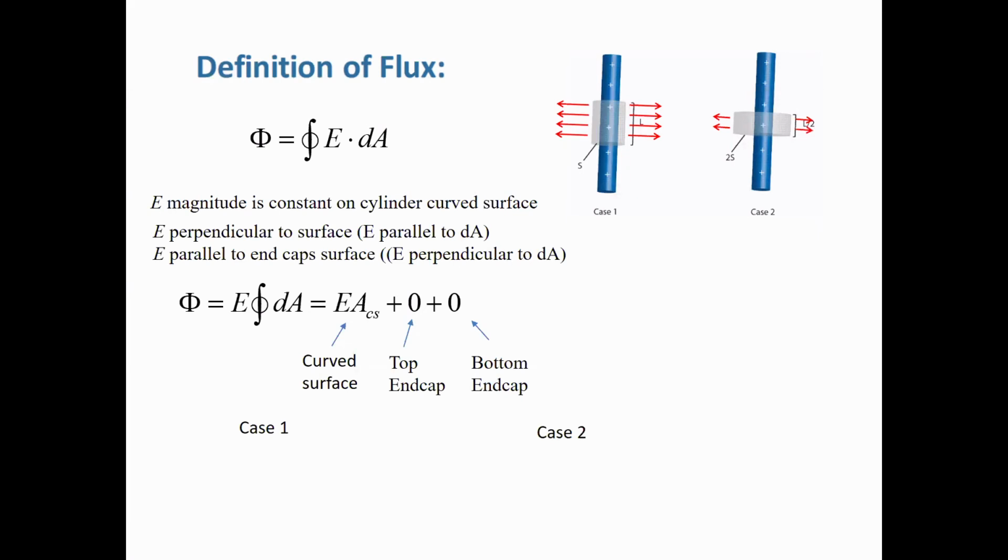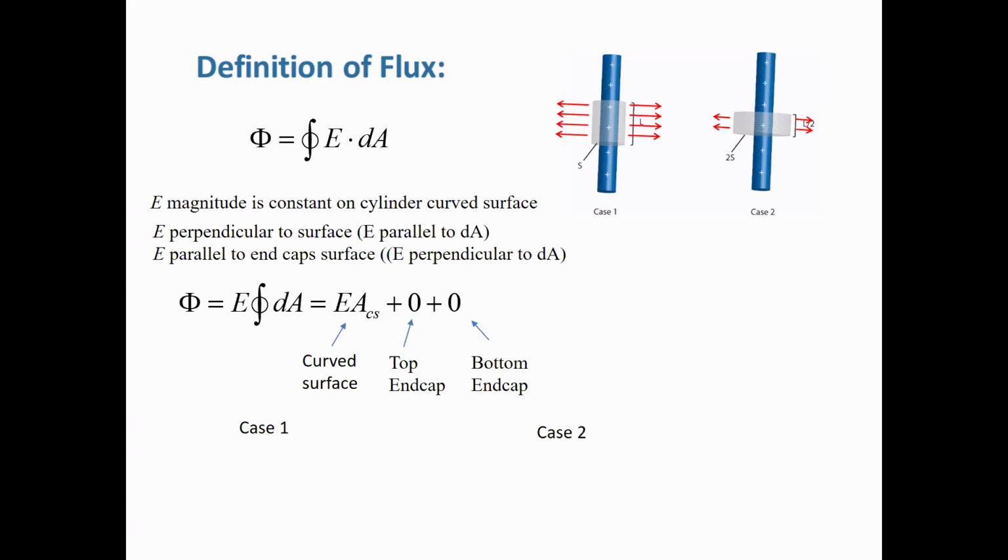So if we use a cylinder curved surface for our Gaussian surface, then the field lines are perpendicular to the surface everywhere. In other words, E is parallel to dA. This is the area element on that surface. So that's nice. But if we consider the end caps of this surface, now this is a closed surface, the end caps are flat on the end of the cylinder.